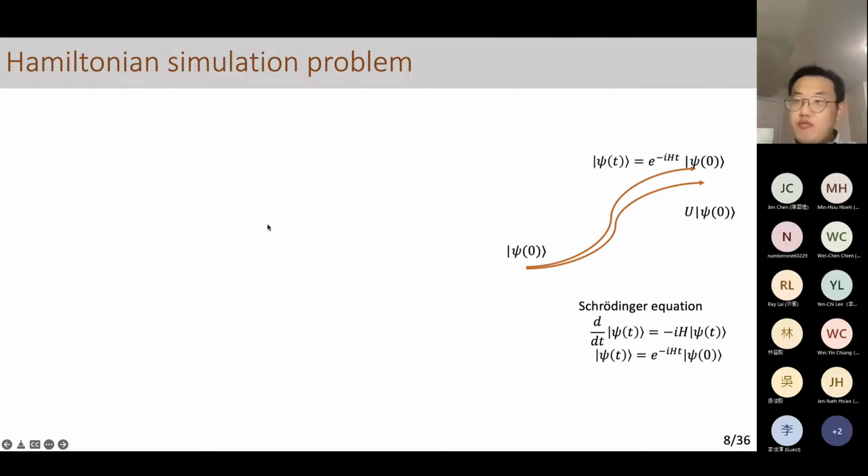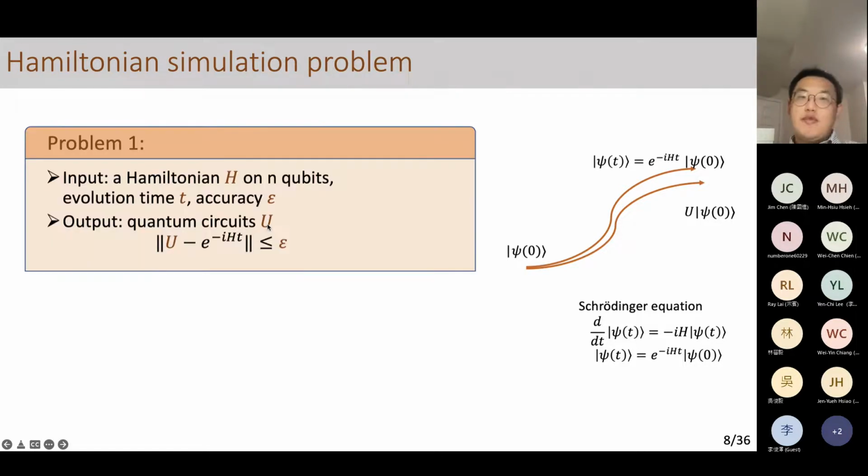So here the quantum simulation problem is: for some given Hamiltonian H acting on n qubits, evolution time t, and also a predetermined accuracy or error epsilon, we can't have direct access to this ideal evolution e^(-iHt). So we want to construct some quantum circuit U, which is much easier to implement, to approximate the ideal evolution with at most epsilon error. This is the Hamiltonian simulation problem, where we want these two operators to be very close.